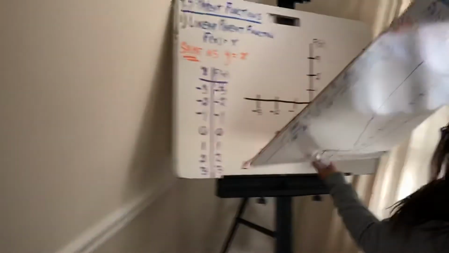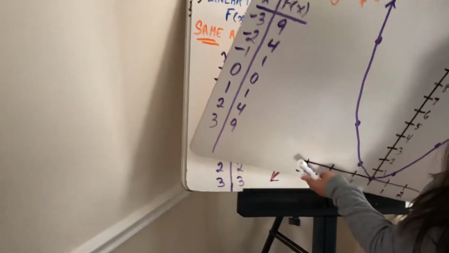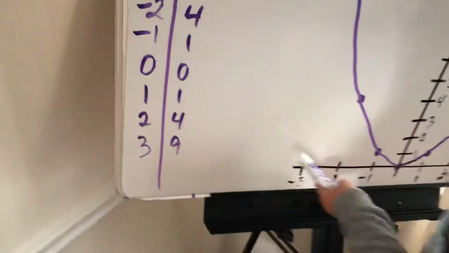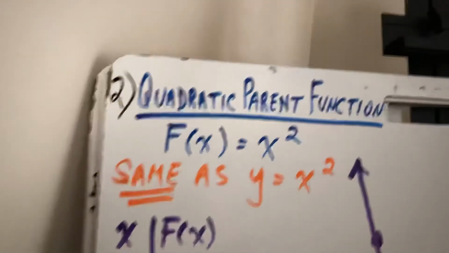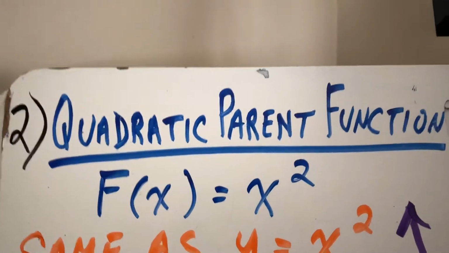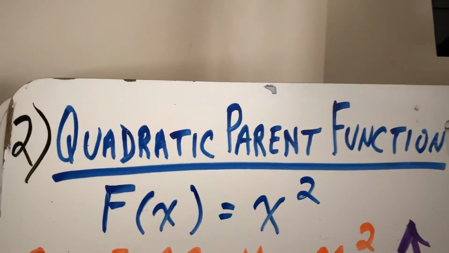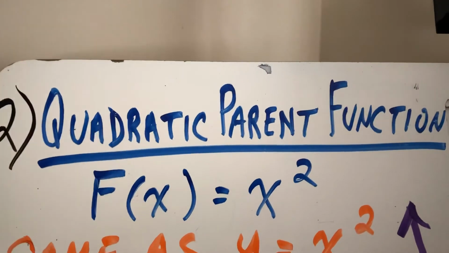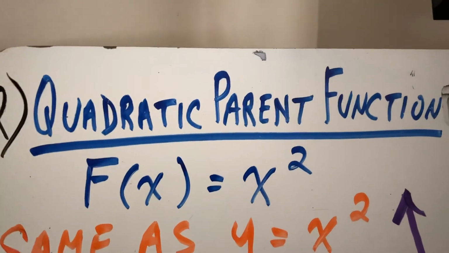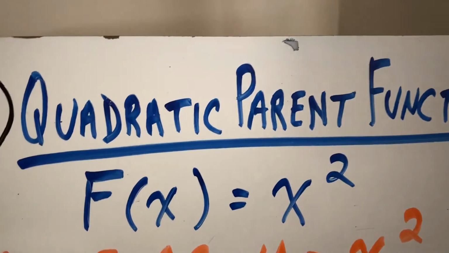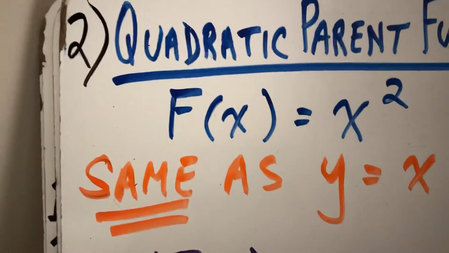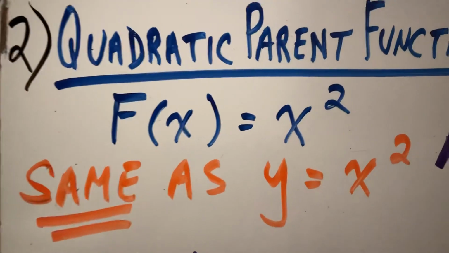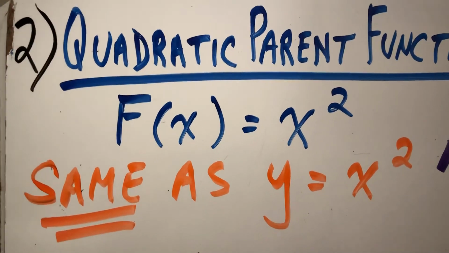The next parent function is called the quadratic parent function. Don't get hung up with the words. Quadratic always has a squared term, like f of x equals x squared, which is the same as y equals x squared.